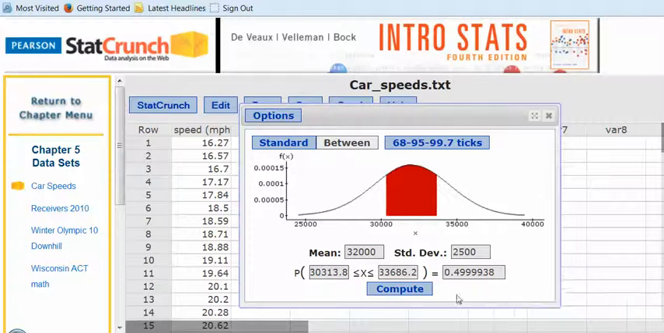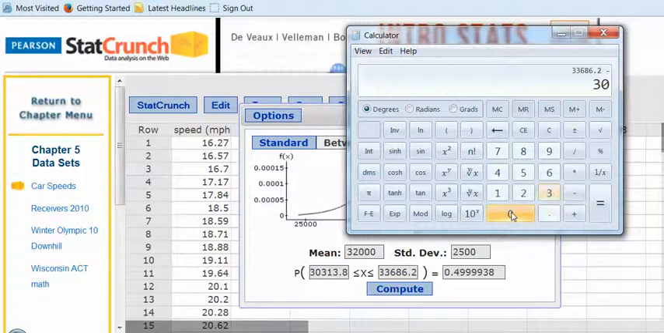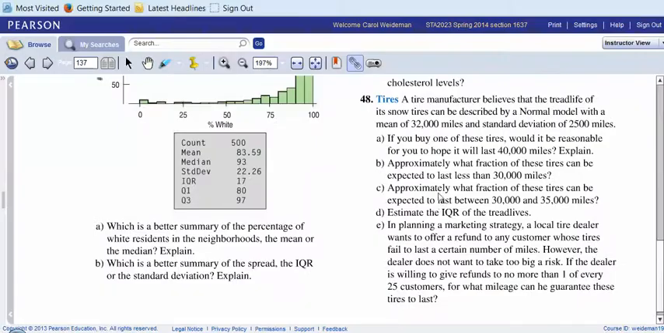And actually the IQR, remember, is going to be, let's pull our little calculator up again, the difference between 33,686.2 minus Q1, 30,313.8 equals, so about 3,372 is the IQR. And let's see, I think there was one or two other questions.